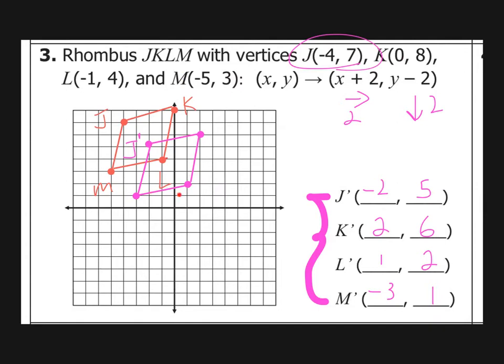Now I've taken the liberty of plotting all my points and connecting them. And I do have a new and improved rhombus, right? My new image. I have my pre-image here, my image here. And now all I have to do is label my points. And so K is now K prime, L is L prime, M is M prime. And each of these points is essentially the same figure hopped over 2 units to the right and 2 units down. Onward and upward.